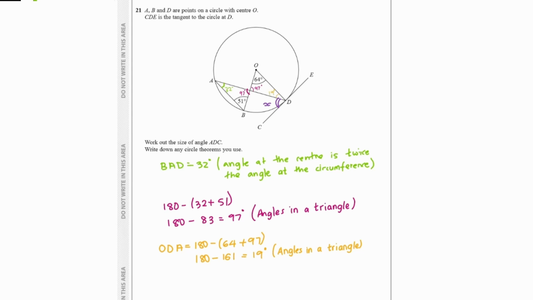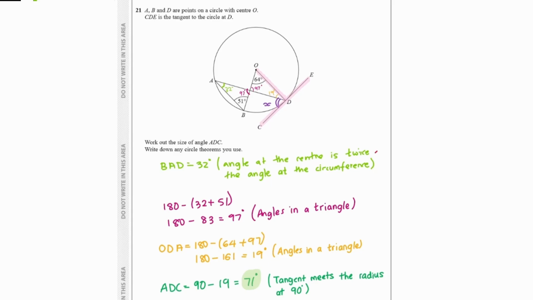We can now see that OD is a radius and CDE is a tangent. The circle theorems tell us that the radius meets the tangent at 90 degrees, which means the whole of angle ODC needs to be 90 degrees. In order to find the angle ADC, we would therefore have to take away from 90 angle ADO, so we can do 90 take away 19, and that gives us 71 degrees. And the reason for this is that the tangent meets the radius at 90 degrees. So the final answer for this question is 71 degrees.